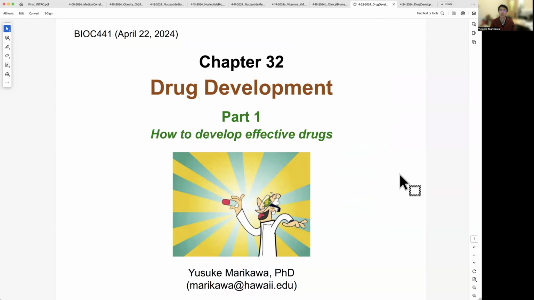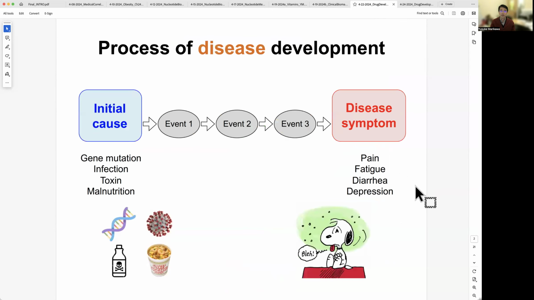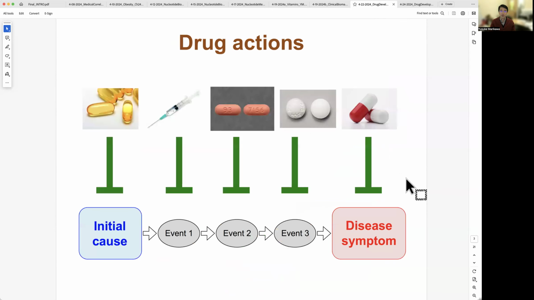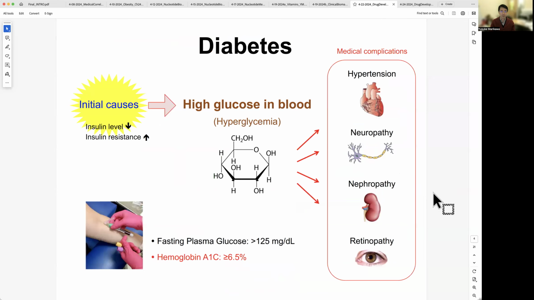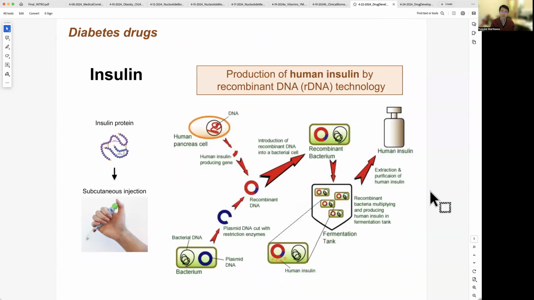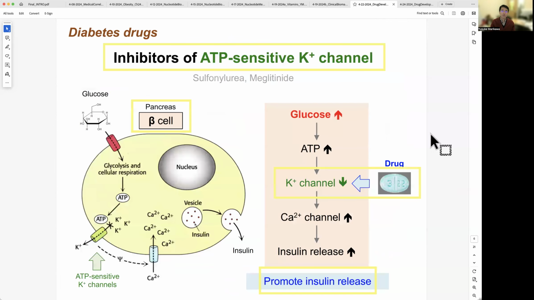Drug development, number one. We had examples of diabetes medications, so you need to know specific categories of them. The first one is the inhibitors of the ATP-sensitive K plus channel. You don't need to know the names of the actual medications, but you need to know that this drug targets beta cells.